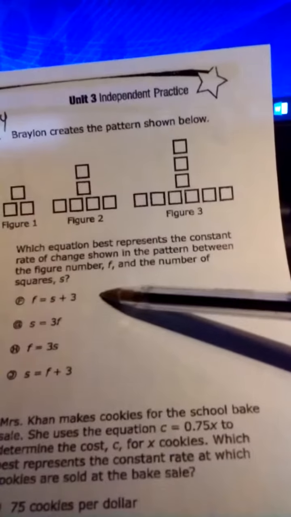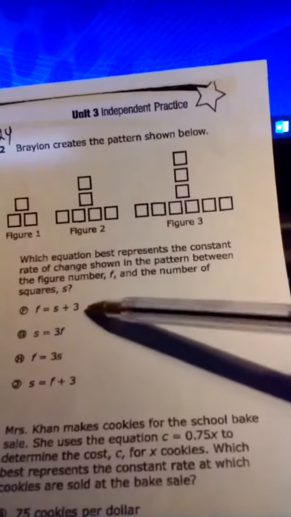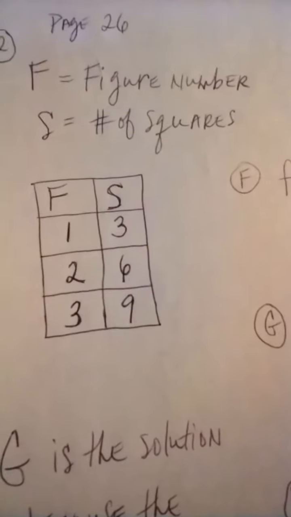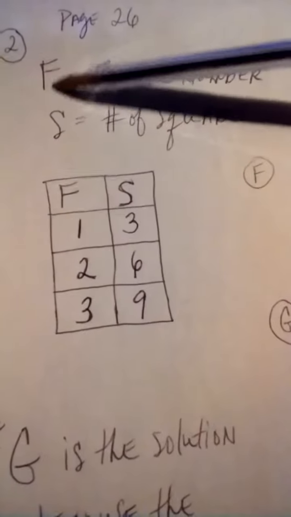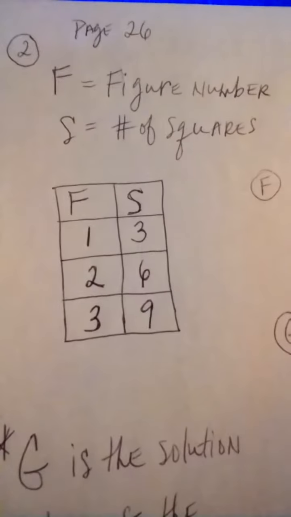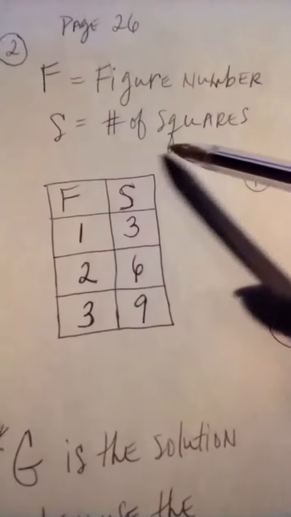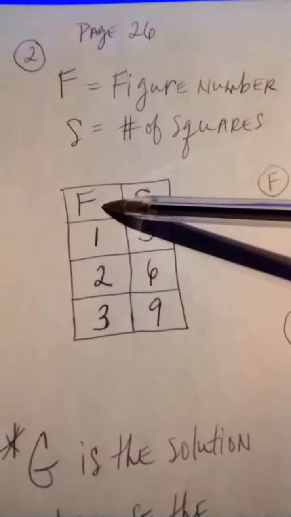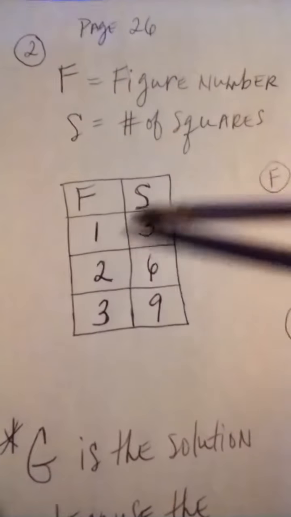Then it gives us different options of formulas that will let us know whether or not this pictorial fits one of these formulas. Let's go to our scratch paper here. What I've done is set up on my scratch paper a chart that corresponds with what I saw on my original sheet. I again stated that f equals the figure number. I again stated that s equals the number of squares. And then I set up a chart that shows me that f and s are my 2 columns.